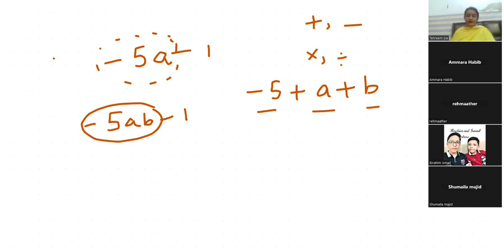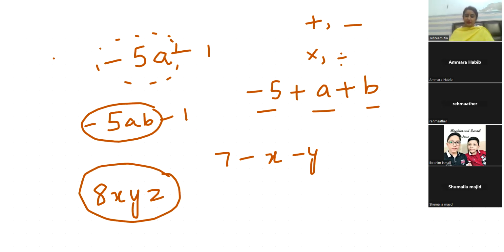Okay, if I write like this, 3 terms, good one. Okay, if I write like this, 7 minus x minus y, how many terms? 3 terms. Okay, if I write 8 times x times y times z, how many terms are there? This is a question. 1 term. Very good, 1 term. Because 8 is multiplying with x, is multiplying with y, is multiplying with z. So there are all multiplication operations, so it does not separate the terms.